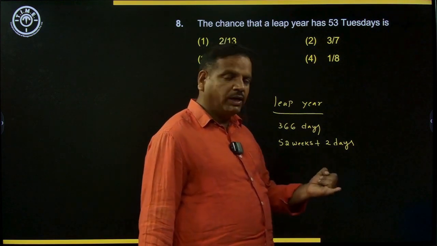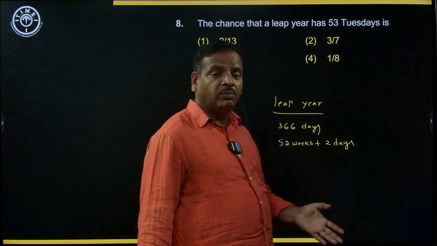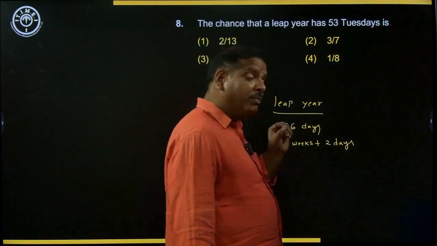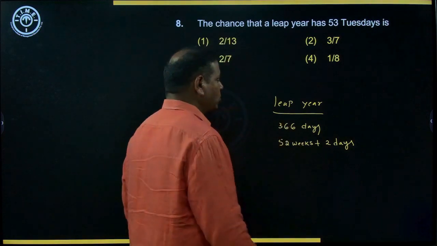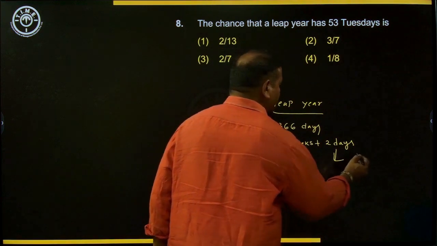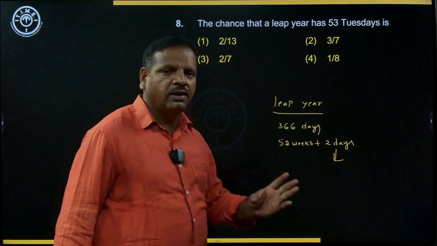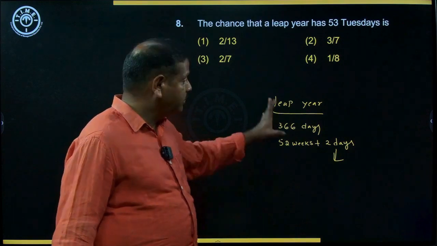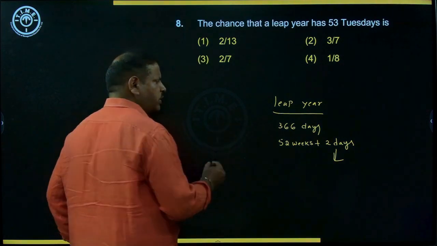That means 52 Mondays, 52 Tuesdays, and so on up to Sundays. Every day occurs a minimum of 52 times. The question is only on these 2 extra days. Whatever question the examiner frames, it will be on those 2 days. What can those 2 days be?